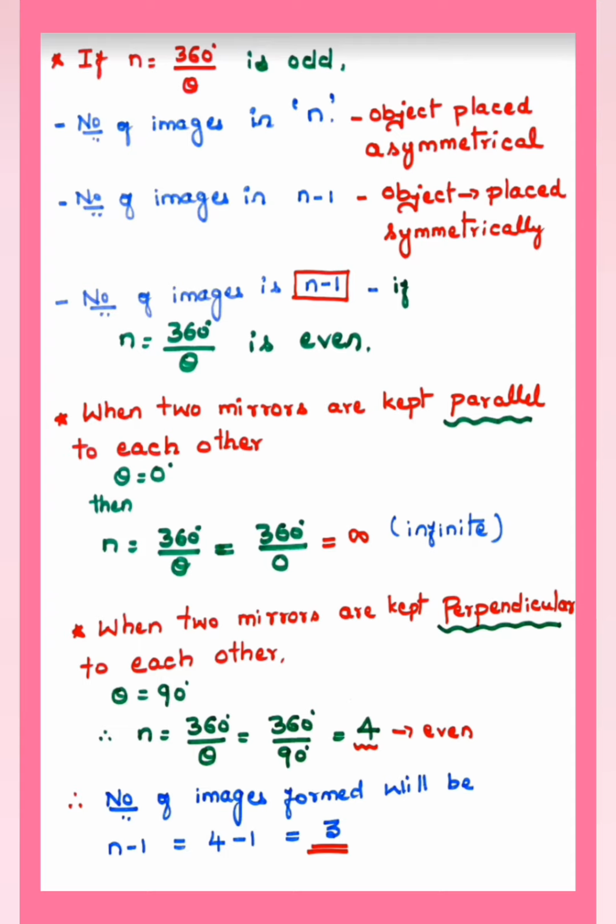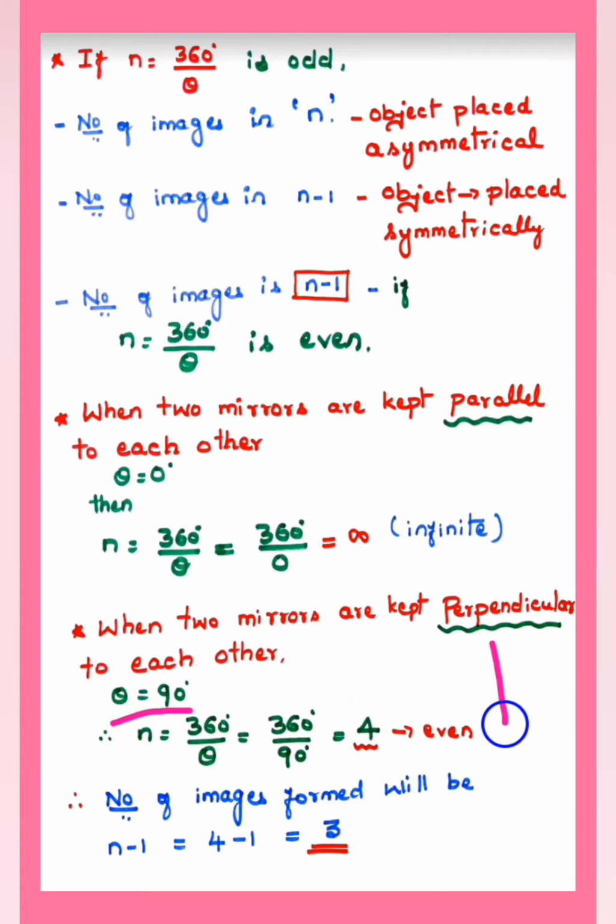When two mirrors are kept parallel to each other, that is theta is equal to 0. Parallel means here there is a mirror, here there is a mirror, opposite, parallel. There is no angle between these two. Theta is equal to 0. Then 360 by theta is equal to 360 by 0, that is infinity. Infinite images will be formed when two mirrors are kept parallel to each other. Suppose if there is an object, an image will be formed here, that image will be here, like this. Infinite images will be formed. Okay, remember this.